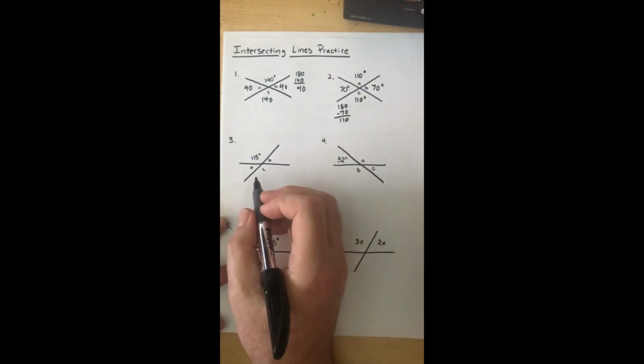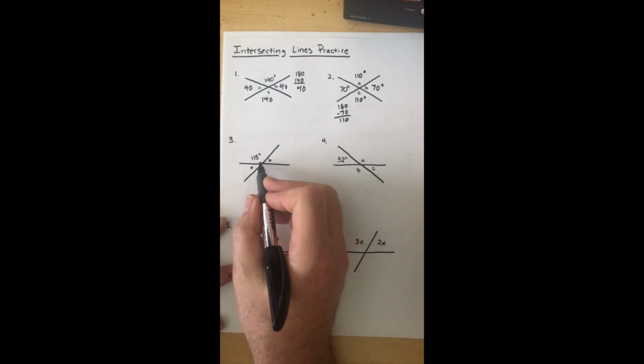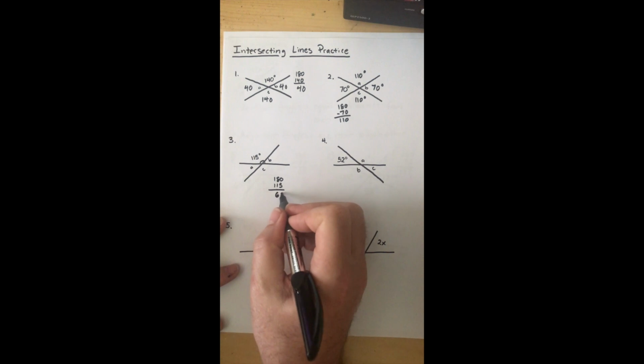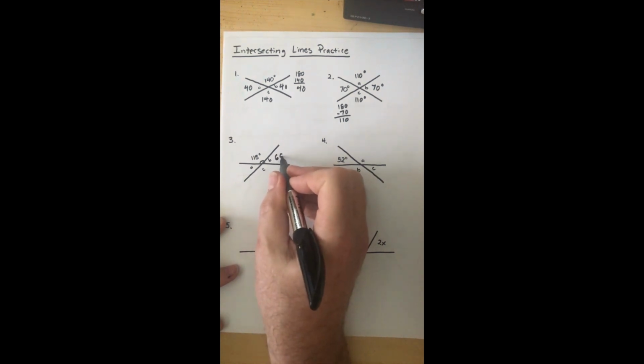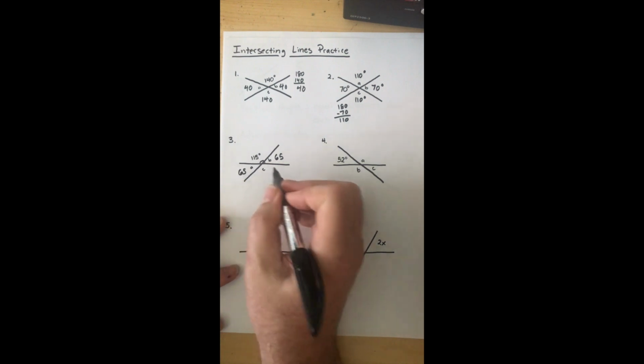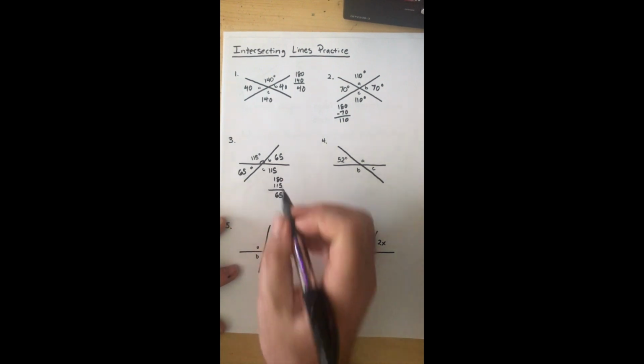Okay, moving on to number 3, I'm going to take 115 away from 180, because that's what I'm going to do. If I take 10 away from the 80, I'm left with 70. Take away 5, I got 65. So 65 goes here. There's the vertical angle pair there. There's the vertical angle pair there.